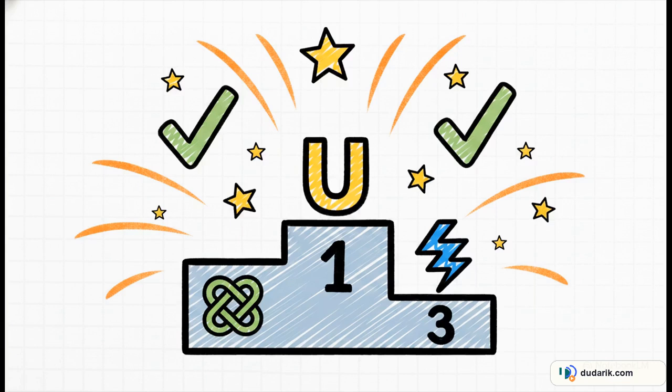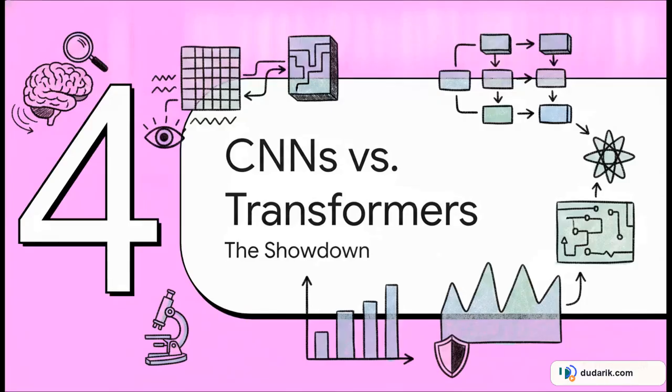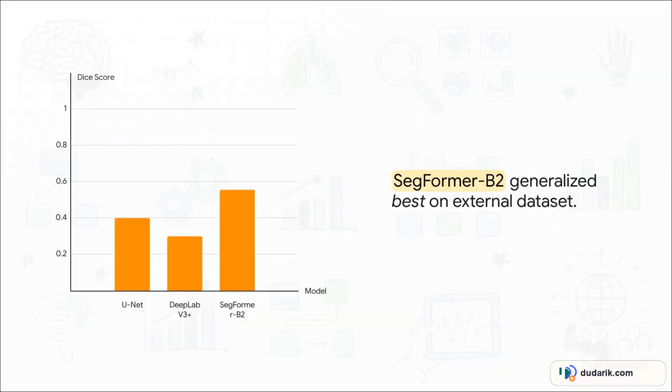Looking at these numbers in a vacuum, you'd absolutely think all 3 were ready for prime time. But we know better than that now, right? Section 4. CNNs versus transformers, the showdown. Once those training wheels came off and they faced independent data on the DFUC 2022 dataset, performance dropped across the board. But it wasn't equal.